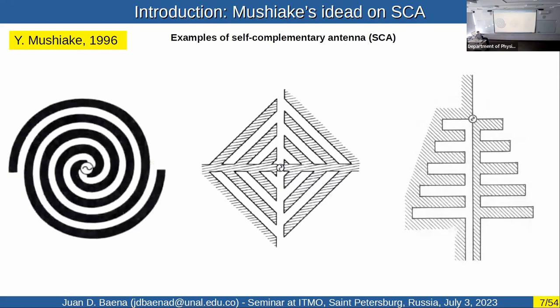Some examples of realizations of the self-complementary antenna could be the spiral one. Could be also this square self-complementary antenna. Or this antenna that reminds me of the log periodic antenna, very similar also to a Christmas tree, I think. In all those cases, you can see the point source at the center here, and there is an almost contact point where we put a point current source right at this contact point.